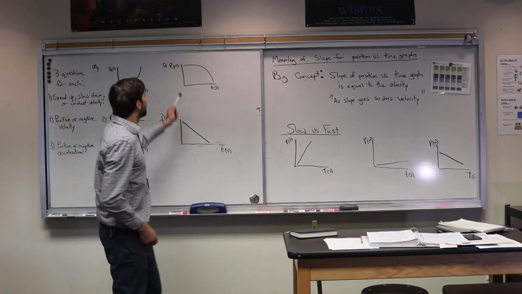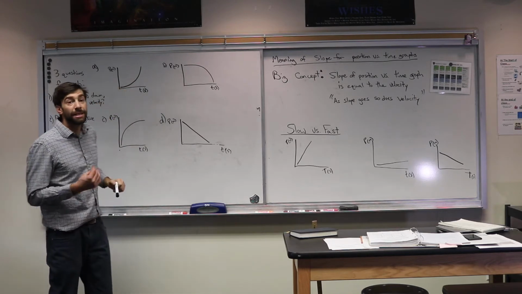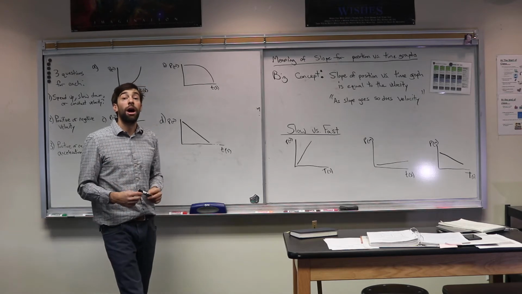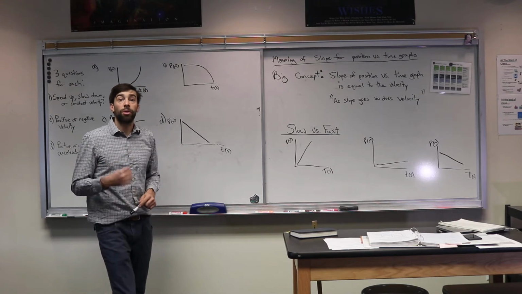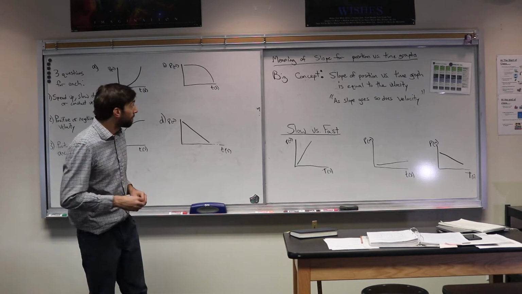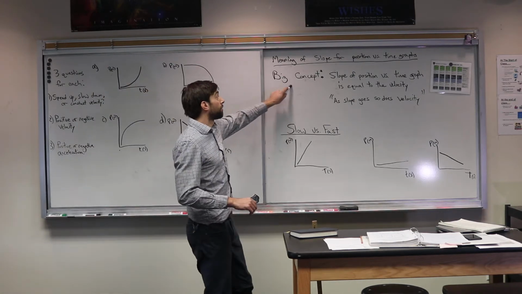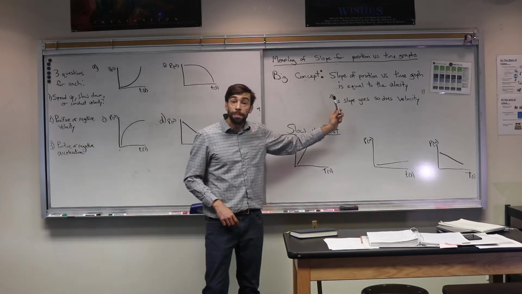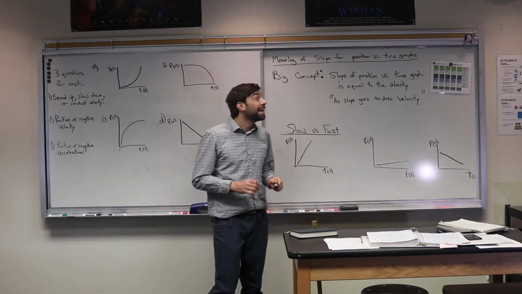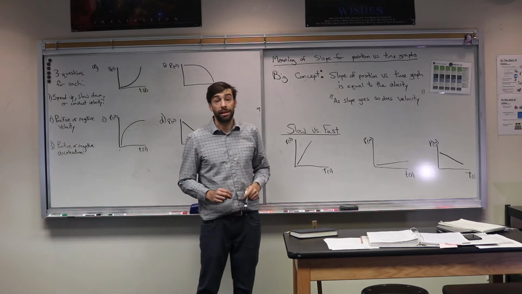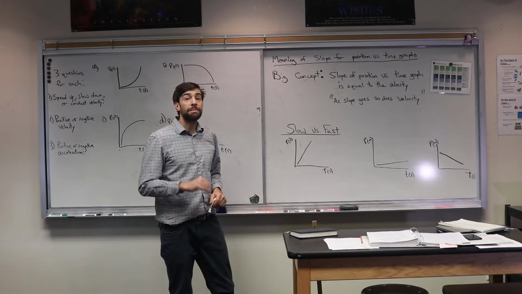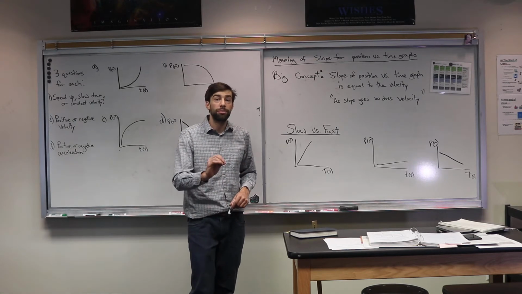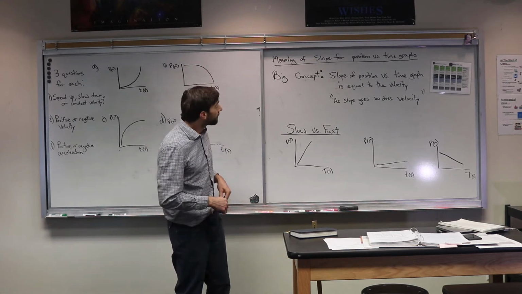We also learned that any position versus time graph with a curved line is indicative of accelerated motion or non-constant velocity. So the big concept to remember from position versus time graphs is that the slope of a position versus time graph is equal to the velocity. I'll say that one more time. The slope of a position versus time graph is equal to the velocity of the object.